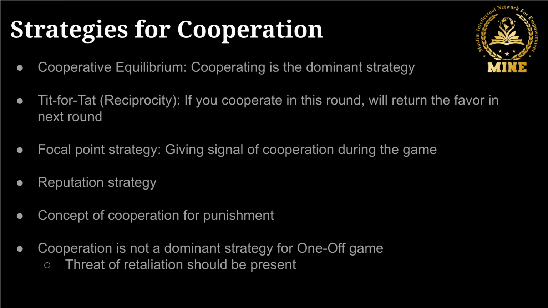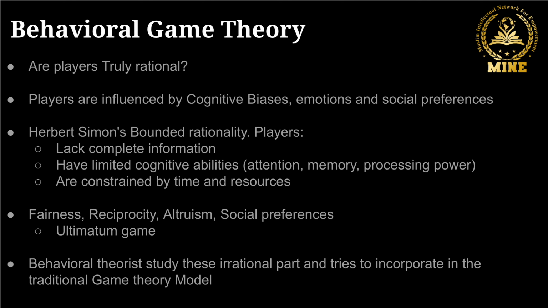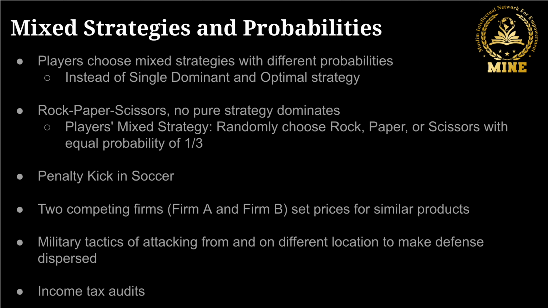Then you have games where you need mixed strategies with probabilities. Players in this case choose mixed strategies with different probabilities to gain an edge over their opponent. If you use a single dominant or optimal strategy, your opponent might guess it and will provide a suitable rebuttal. So it's better to mix strategies with given probabilities. For example, in a rock paper scissors game, there is no pure dominant strategy, and the only way to play is to mix your responses, rock, paper, or scissors, with equal probability of 1/3.